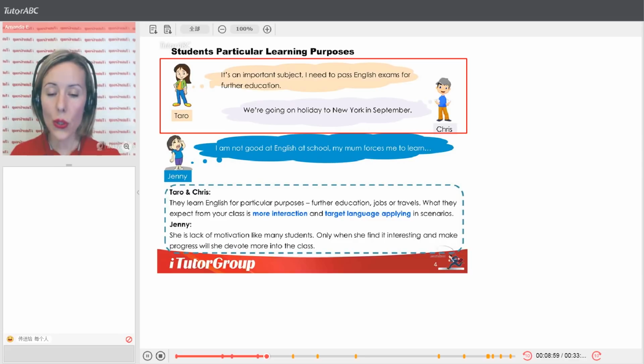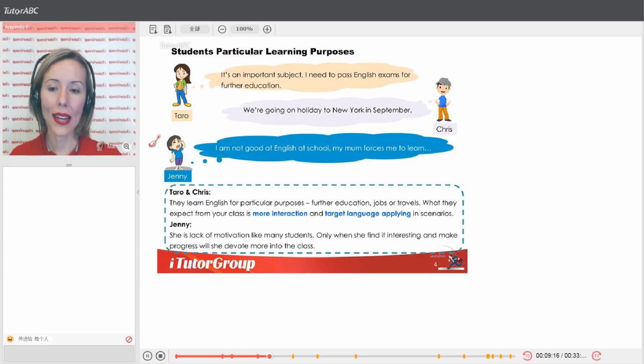And these sorts of students expect a lot of interaction. They want to be challenged. They want to learn as much as they possibly can. They want to apply the English in different scenarios so that they're prepared for their exams or when they go on the trip.